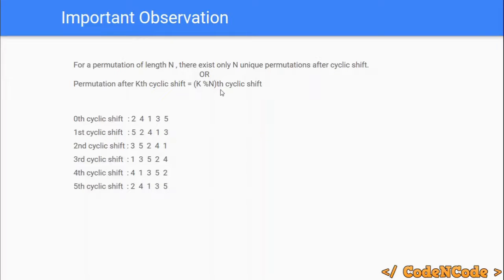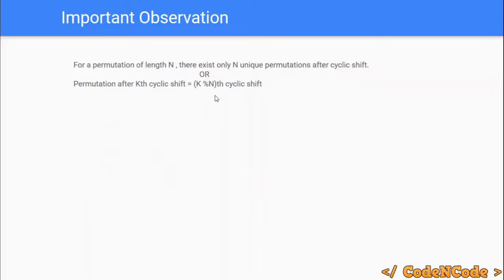So in total, for a permutation of length n, there will be only n different permutations: the 0th cyclic shift, first, second, third, and so on up to n minus 1. These will be the only cyclic shifts that we have to consider. We do not have to consider the nth or n plus 10th or something like that, because every k which is greater than or equal to n will correspond to one of these 0 to n minus 1 permutations. So basically the kth cyclic shift is actually equal to the k modulo nth cyclic shift.